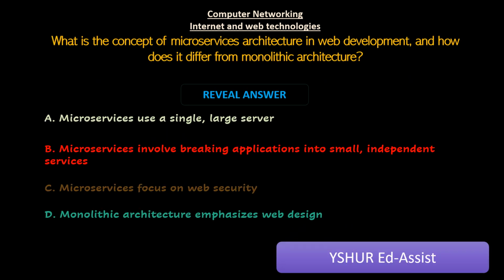What is the concept of microservices architecture in web development? And how does it differ from monolithic architecture? A. Microservices use a single, large server. B. Microservices involve breaking applications into small, independent services. C. Microservices focus on web security. D. Monolithic architecture emphasizes web design.